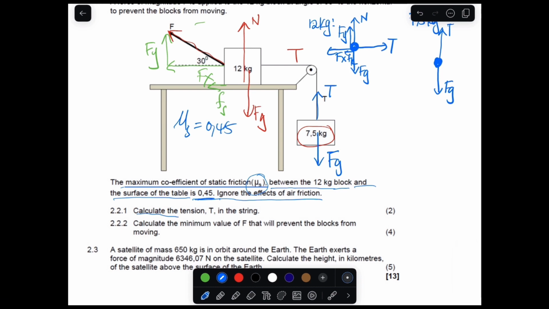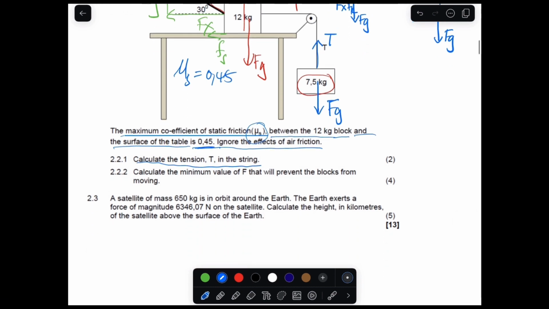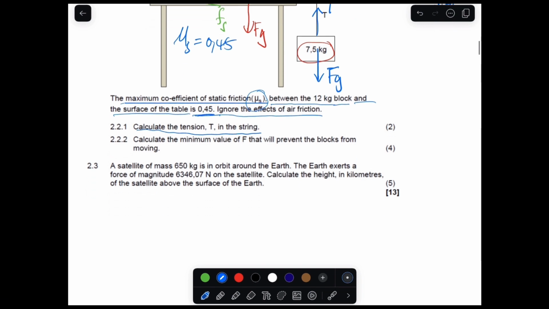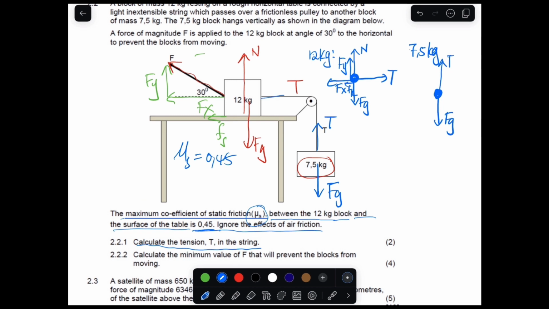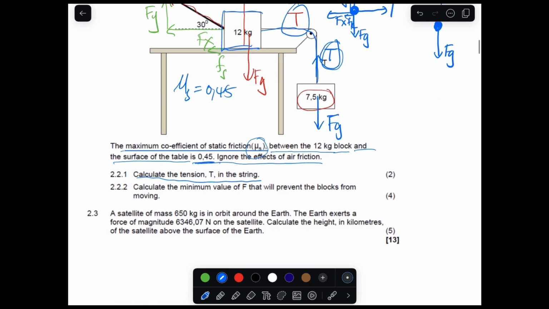Now 2.2.2 says calculate the tension of the string. The tension is very important in the system here. This tension and this tension are equal. The tension force that is exerted on the 12 kg by the 7.5 kg is equal to the tension that is exerted by the 12 kg on the 7.5 kg. So let's use the easy one to get.